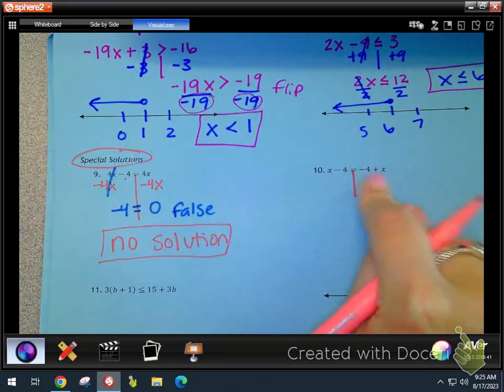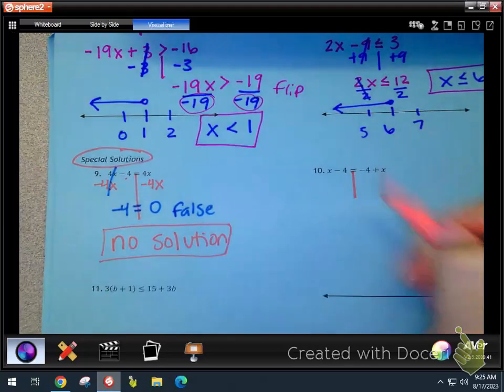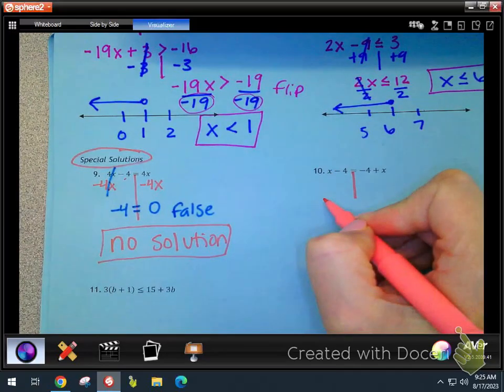Or the right? No. I'm going to continue to move my variable first. I think it is easier if you deal with your variables first. So do y'all want to move to the left or to the right with our variable? To the left, okay? How do we move a positive x to the other side?